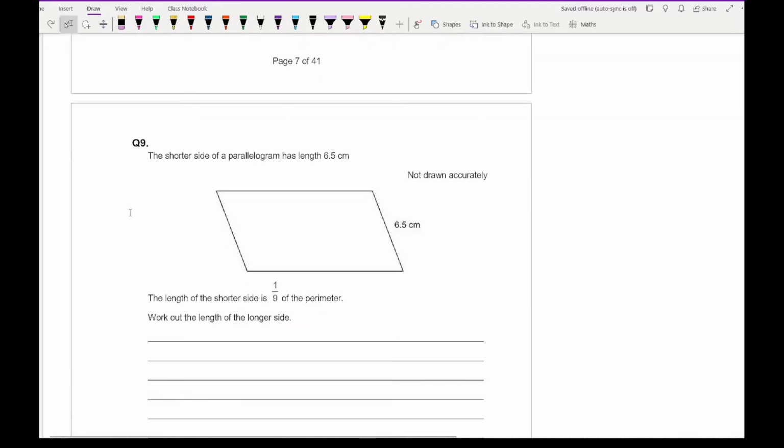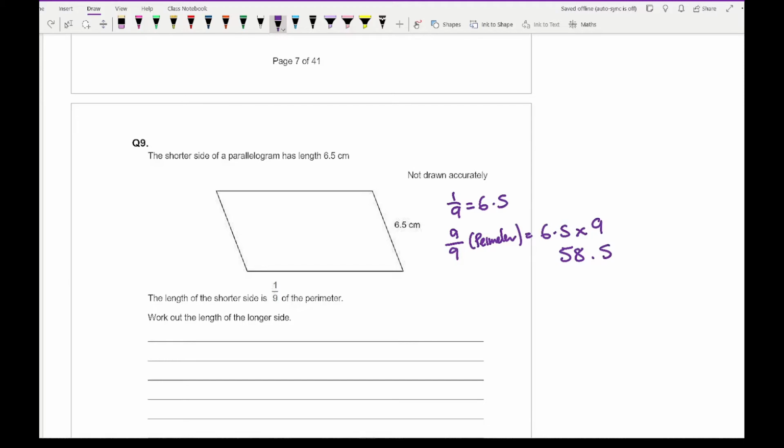Moving on to question 9, it says that the shorter side of the parallelogram has a length of 6.5. The length of the shorter side is 1/9 of the perimeter. Work out the length of the longer side. So for this, if 1/9 equals 6.5, then 9/9, which is the perimeter of the whole shape, is going to be 6.5 times 9, and 6.5 times 9 is going to be 58.5. So that's the perimeter of the whole shape.